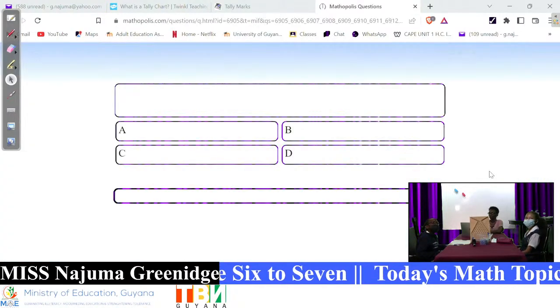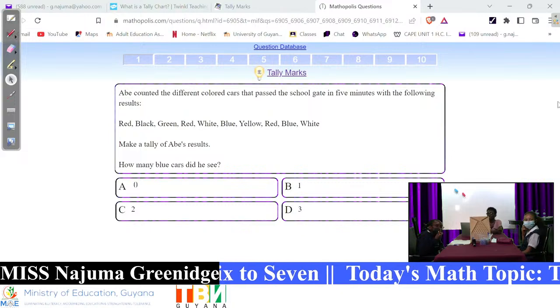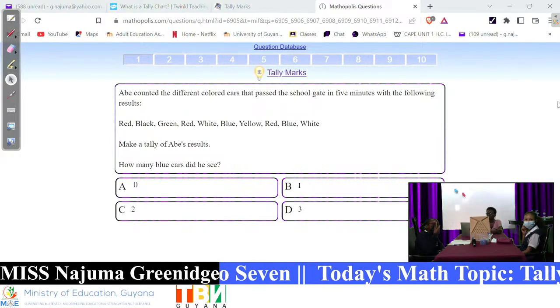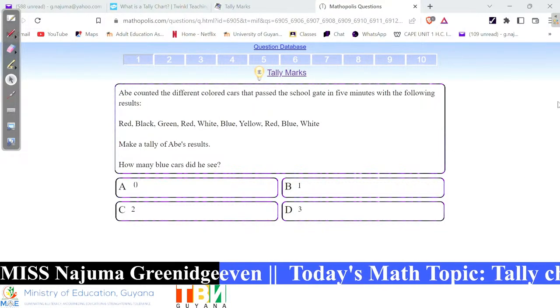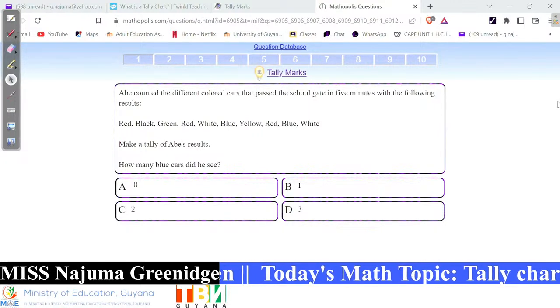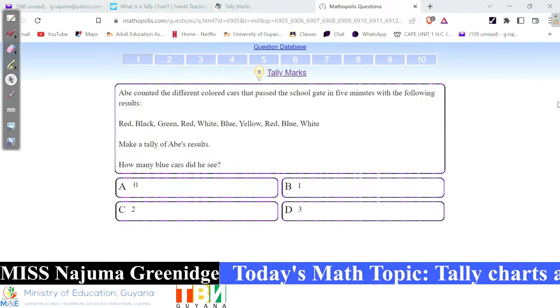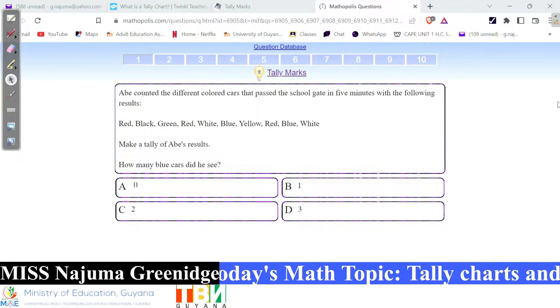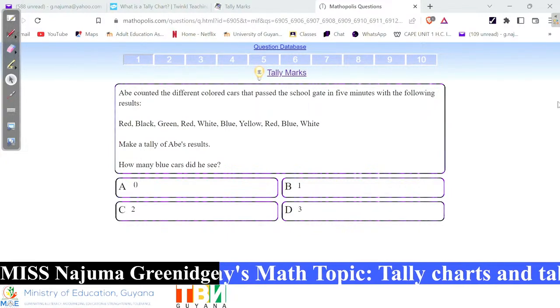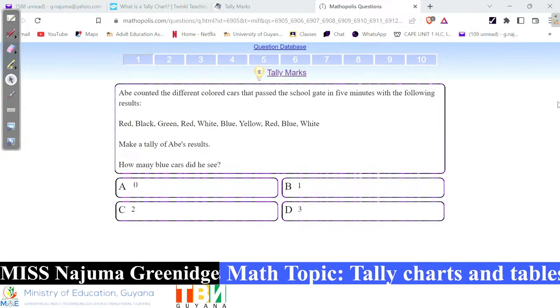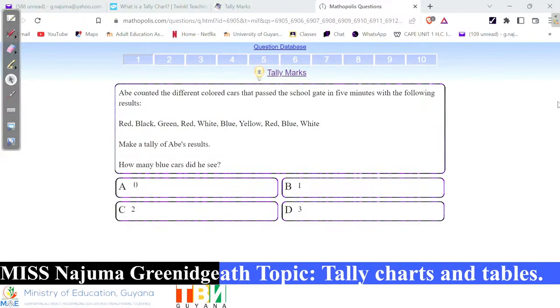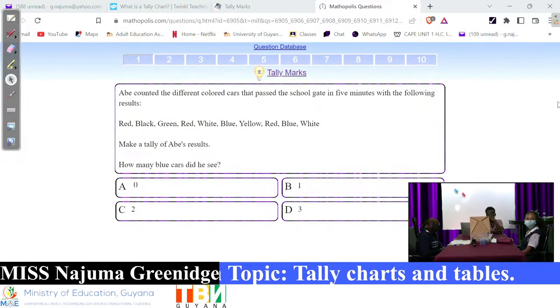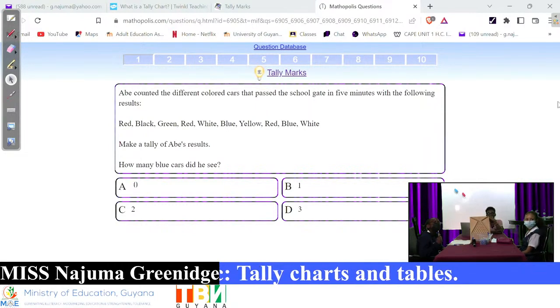Abe counted the different colored cars that passed the school gate in 5 minutes with the following results. So black, red, green, red, white, blue. That's how we see the colors as they pass the school gate in 5 minutes. Make a tally of Abe's result, and how many blue cars did he see?